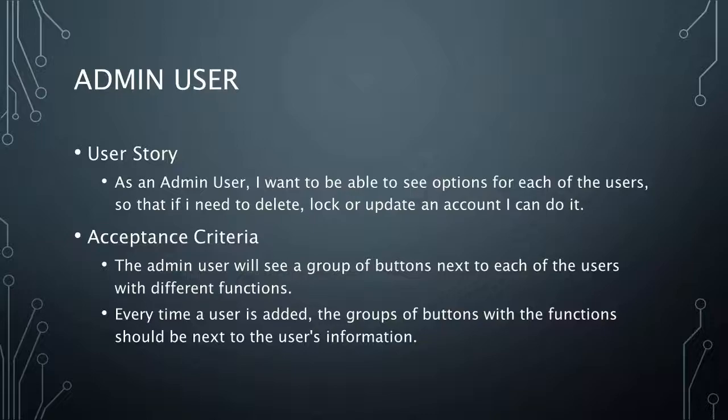This week I did the admin user story. As an admin user, I want to be able to see options for each of the users so that if I need to delete, lock, or update an account, I can do so. Acceptance criteria: the admin user will see a group of buttons next to each of the users with different functions, and every time a user is added, the group of buttons with the functions should be next to the user's information.